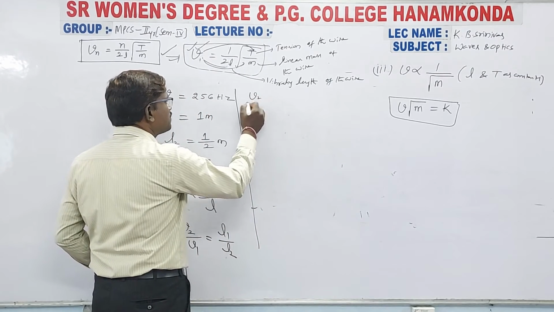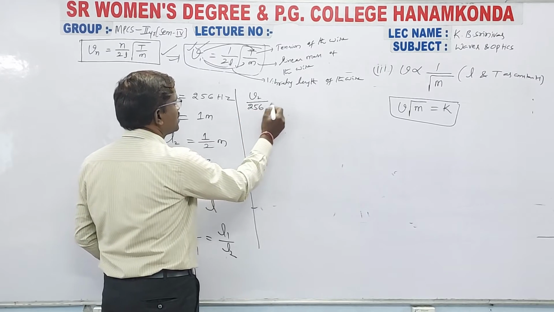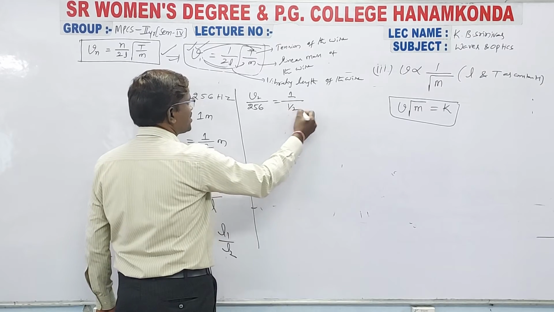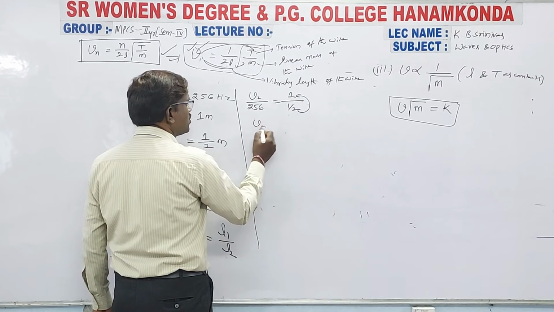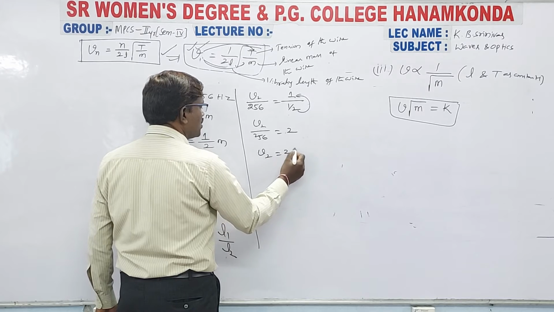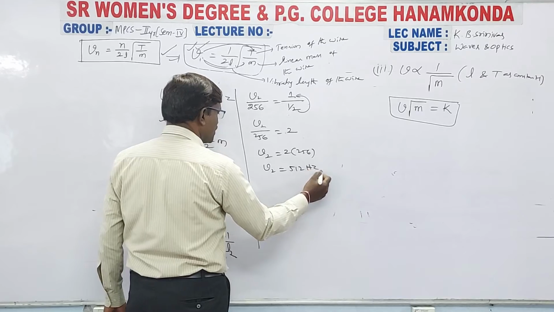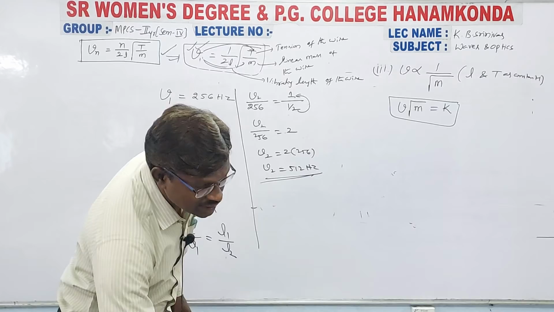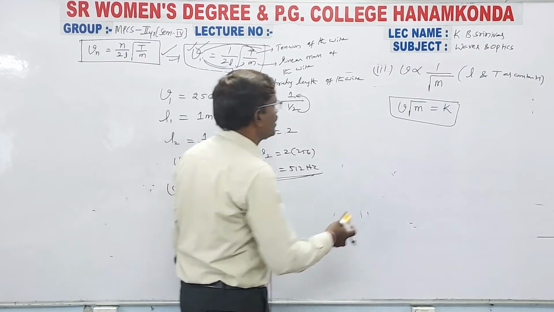So, nu 2 by nu 1, what is nu 1? That is the fundamental frequency 256, which is equal to L1, the original length, which is only 1 meter, and it becomes half. This 2 goes in the numerator and multiplies with 1. So, nu 2 by 256 is equal to 2. Therefore, nu 2 is equal to 2 times 256, which becomes 512 hertz. This is the frequency of the wire if the length of the wire is reduced to half of the original length.